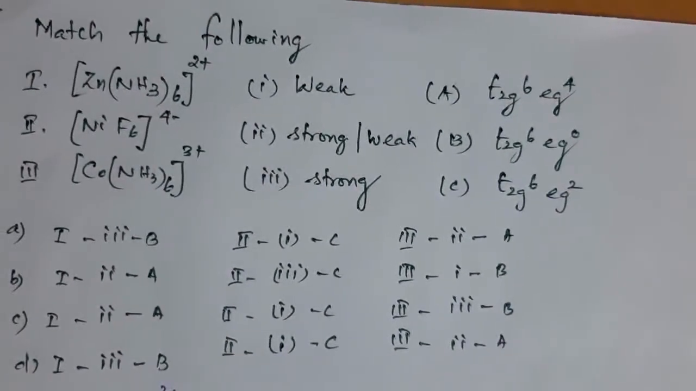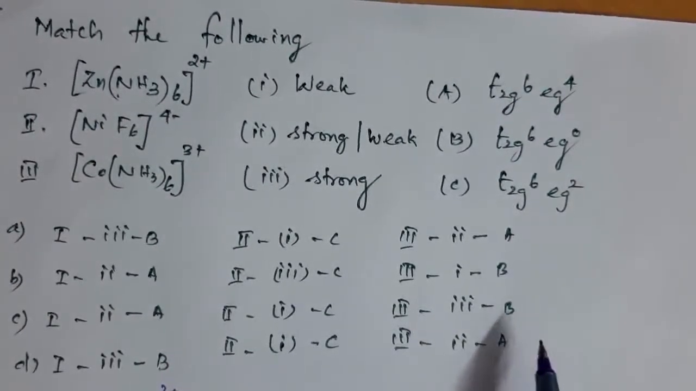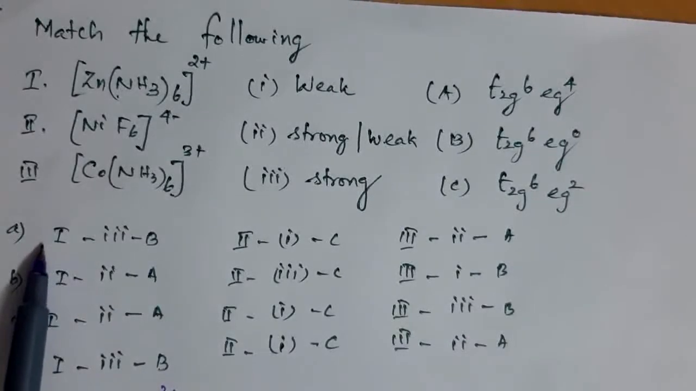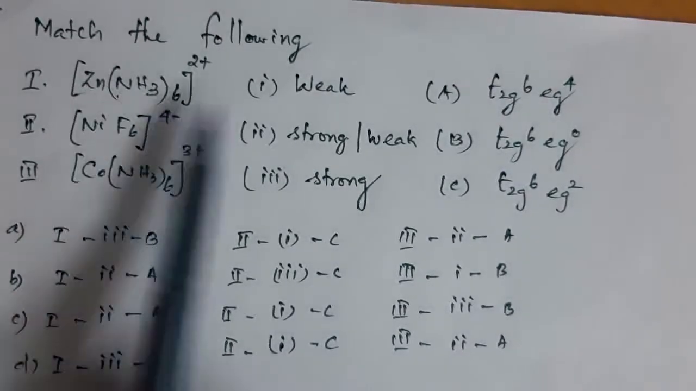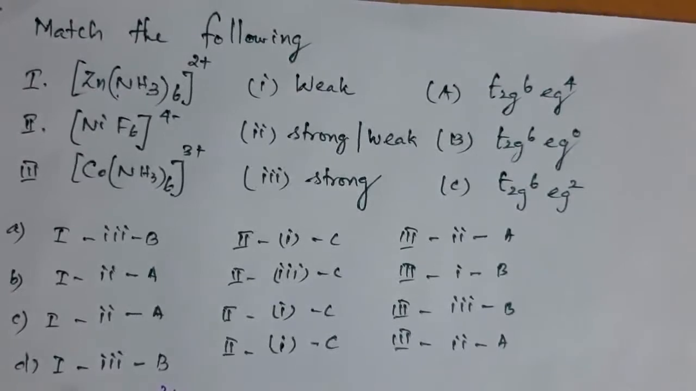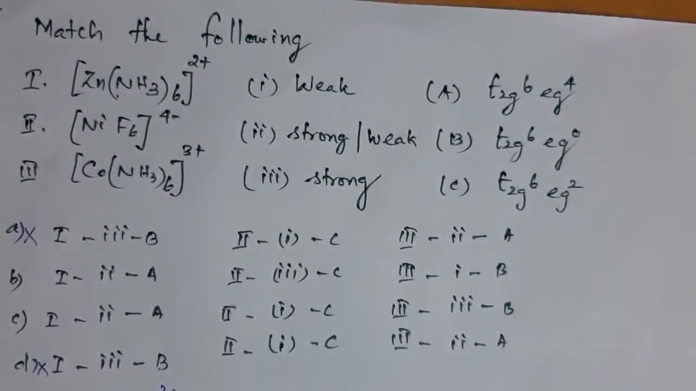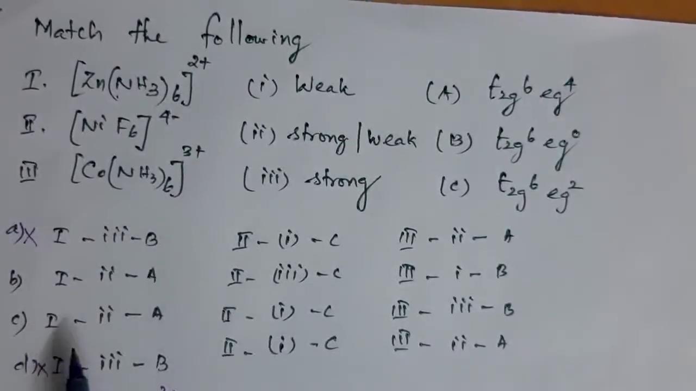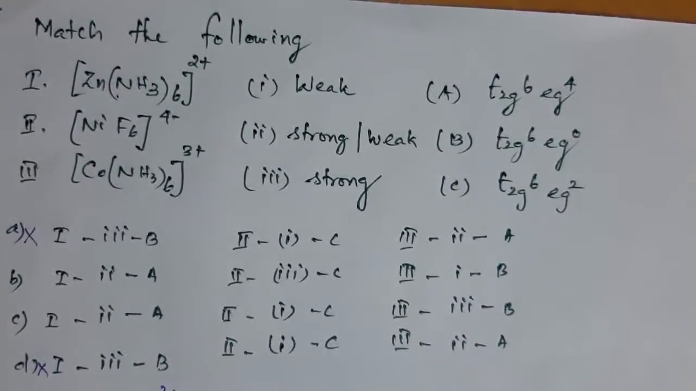So how to match the question? Zinc configuration is t2g6 eg4. The first one is A. So there are two options for the first, it is A. So D and A is not the answer, so we can neglect this. And zinc is strong and weak. So the second is given. So in both the cases, second options are given.